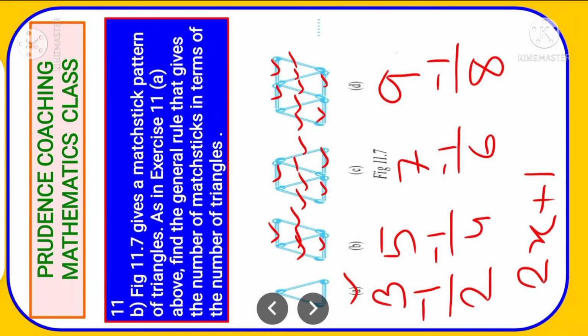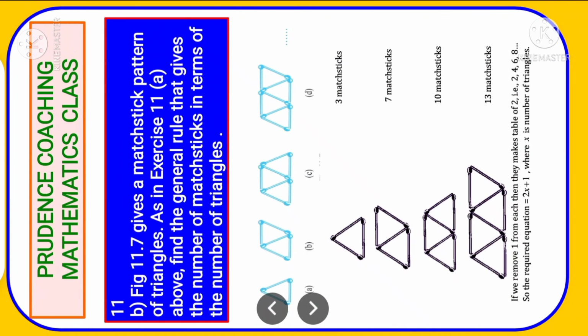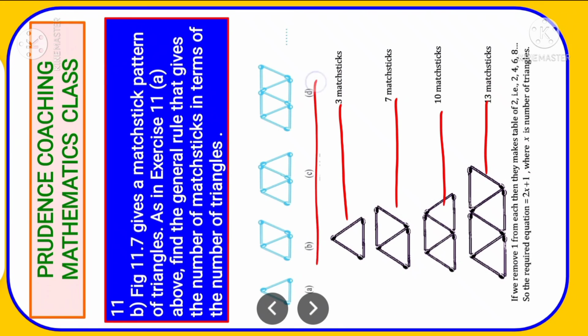So let us write the final answer like this. As I have taught you in the previous sum, first you need to draw the figures and write the number of matchsticks required by counting all these 4 figures as given. Next we will write, if we remove 1 from each of them, then they make the table of 2. So 2, 4, 6, 8. So the required equation will be 2x plus 1, where x is the number of triangles.